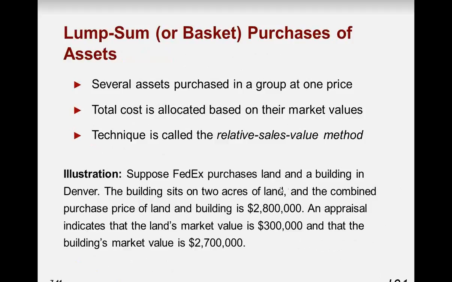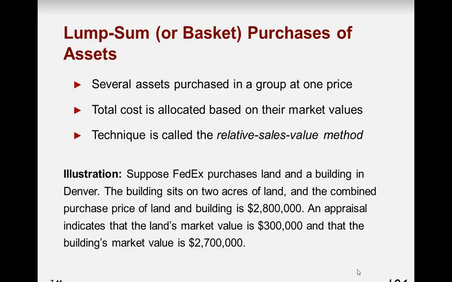So if FedEx purchased a building and land, the building sits on 2 acres of land, and the combined purchase price of the land and building was $2,800,000. The appraisal indicated that the land's market value is $300,000 and that the building's market value is $2,700,000. Well, if we look at that, we can see that the market value is $3 million. We only paid $2,800,000 for it. So how do we record that on the books?